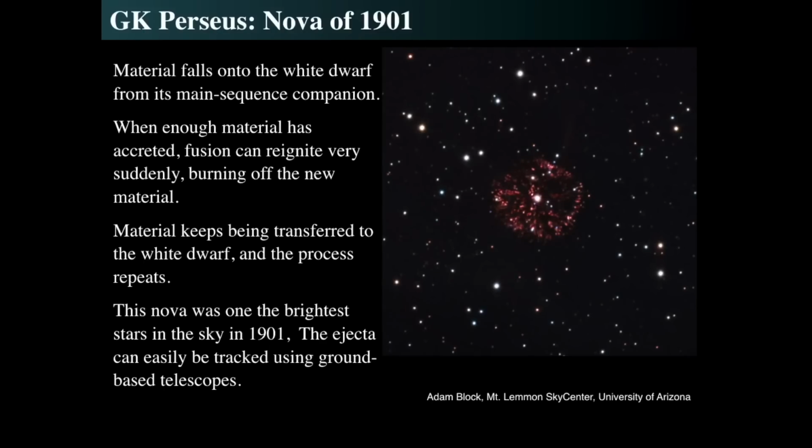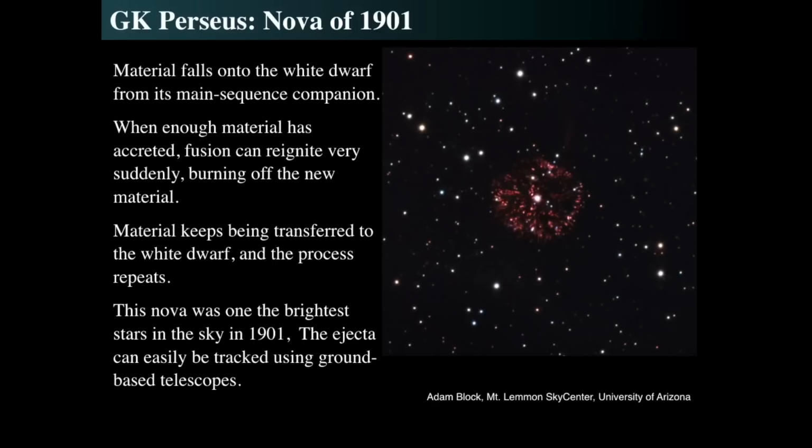GK Perseus was a nova in 1901 that became easily one of the brightest stars in the sky. And we can see the dusty material from this image of that nova that was taken recently by Adam Block at Mount Lemmon Sky Center at University of Arizona, up at Kitt Peak.